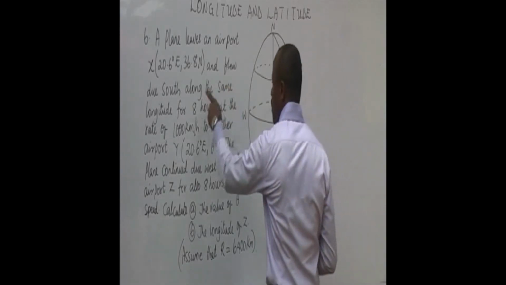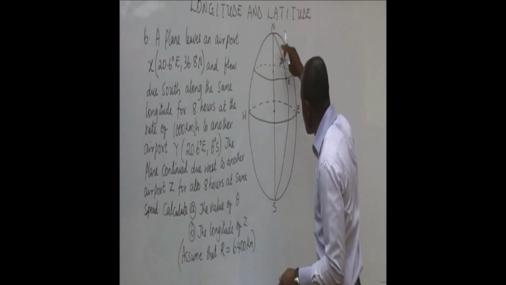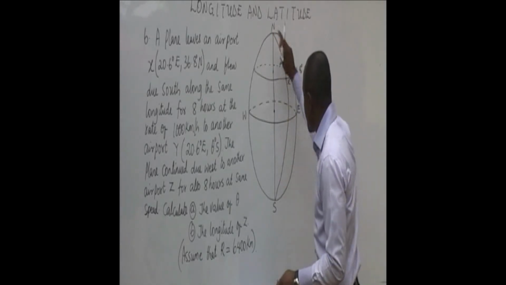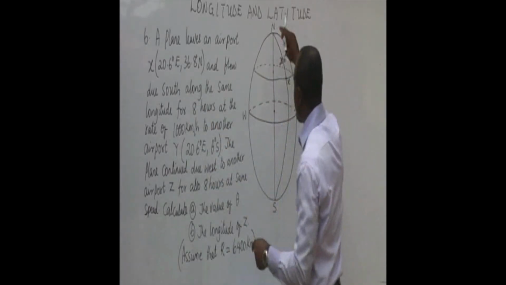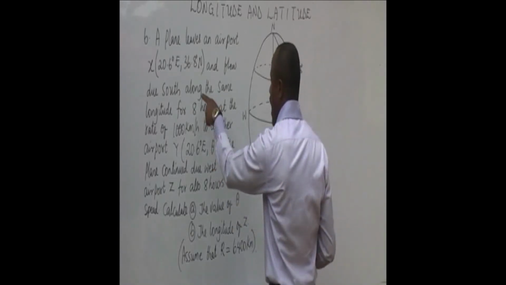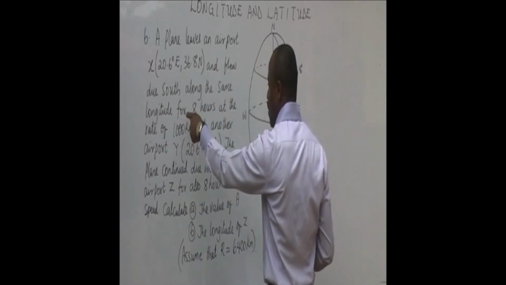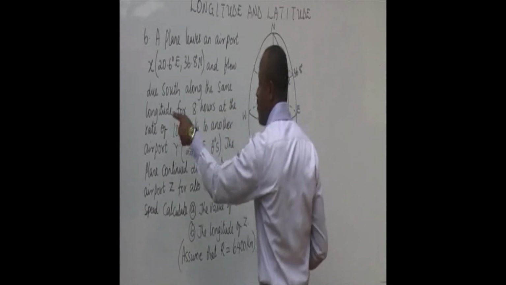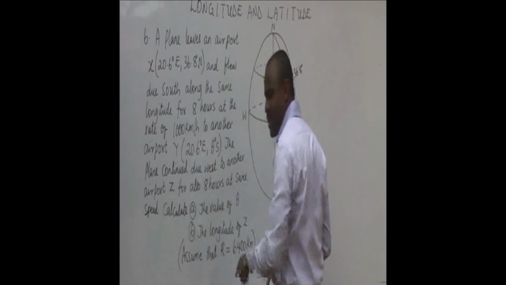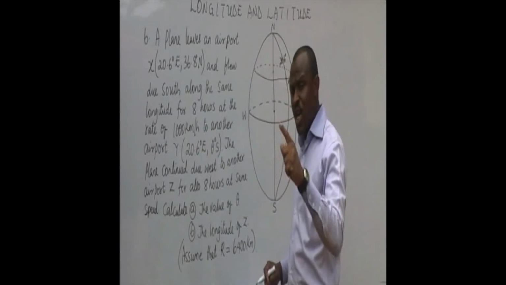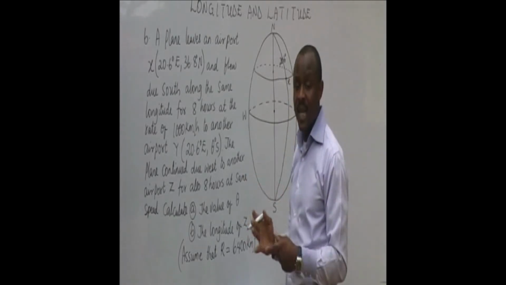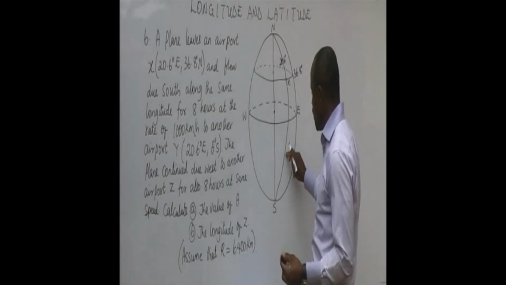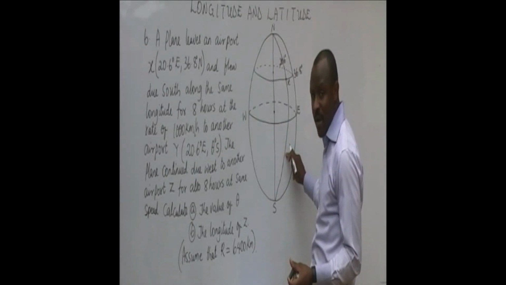This plane flew due south. That means it must be on this longitude that runs from the north to the south. Along the same longitude, it must be for 8 hours at the rate of 1,000 kilometers per hour. If that plane covers 1,000 kilometers in 1 hour, in 8 hours it will cover 1,000 times 8, 8,000 kilometers. Wherever this plane flew to the south, the distance it covered is 8,000 kilometers.